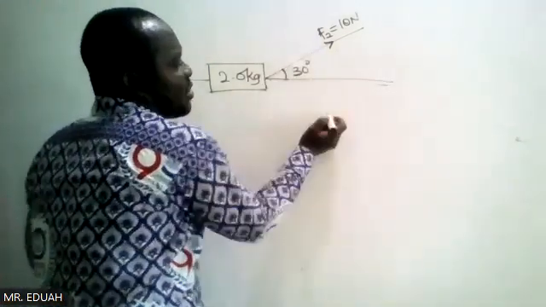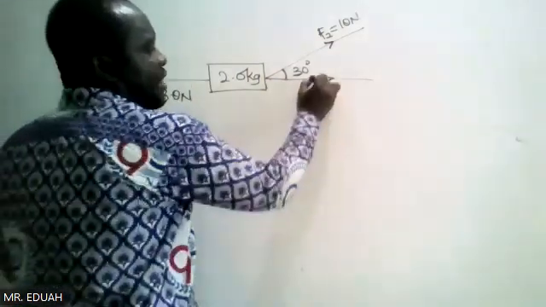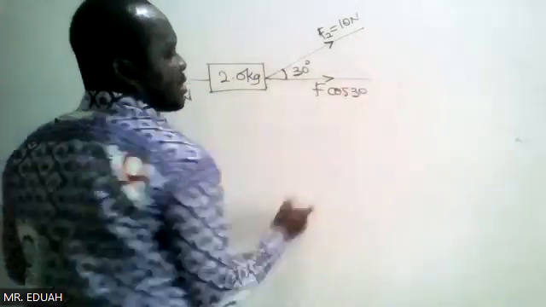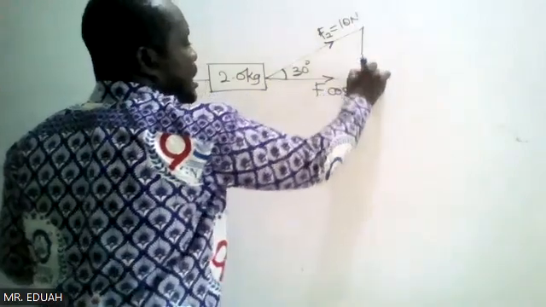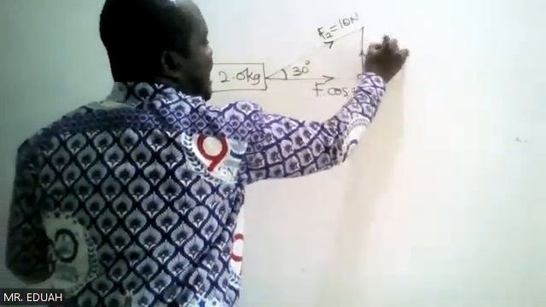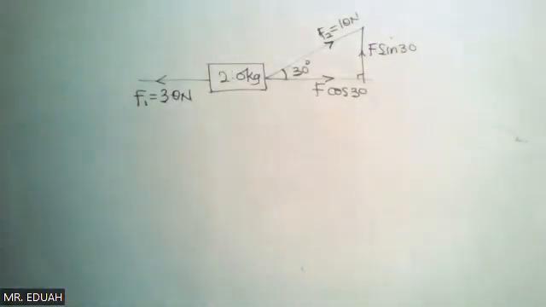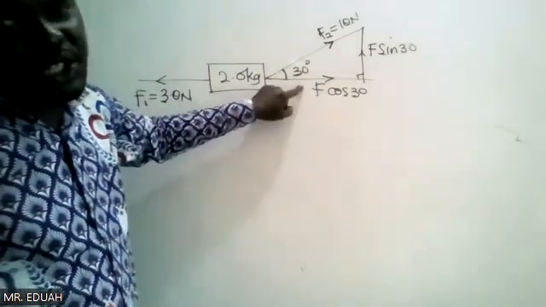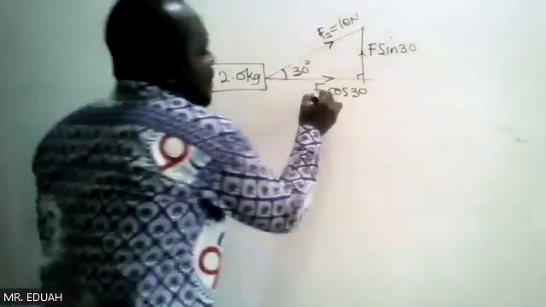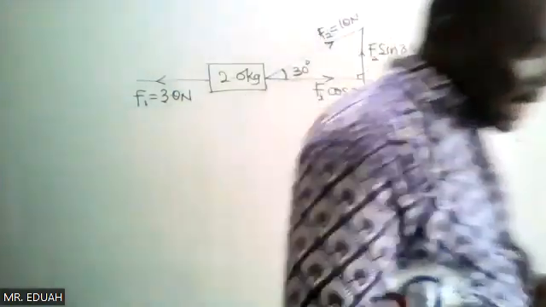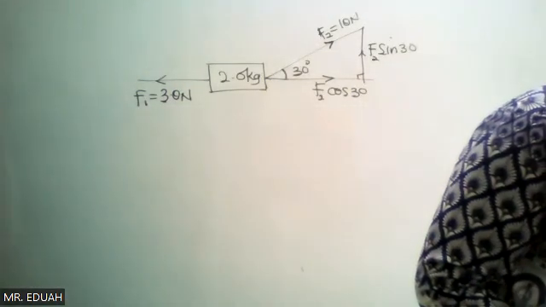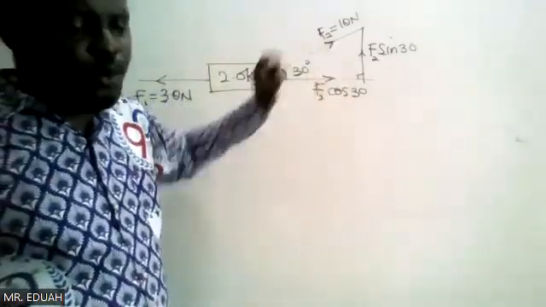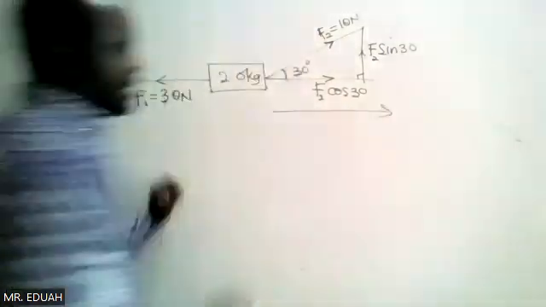Now, once this force acts at an angle, it means it will be divided into two components. The horizontal component is given by F cos 30, and the vertical component is given by F sin 30. So by virtue of this string acting at an angle of 30 degrees to the ground, the force applied, F2, is divided into two components, a horizontal component and a vertical component. Even though we have this vertical component, the body still moves along this direction.